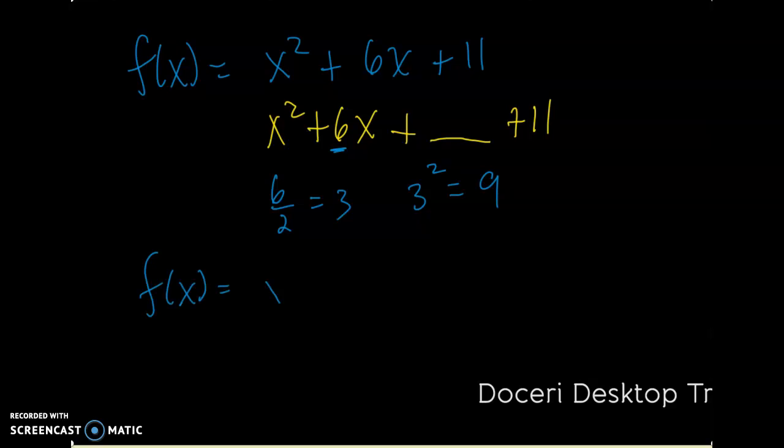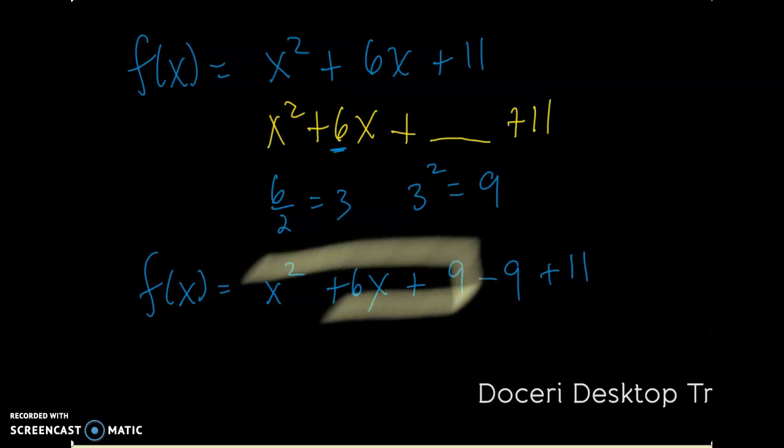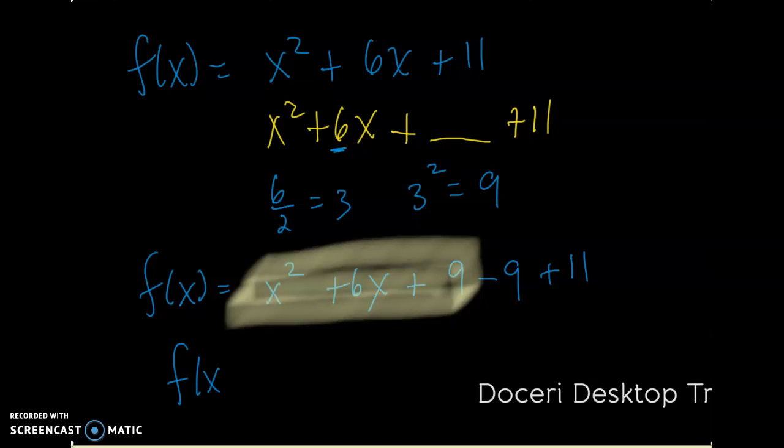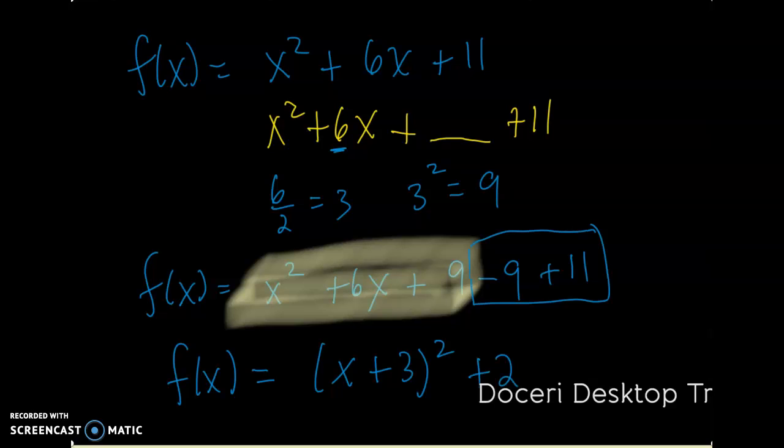So it's going to be x squared plus 6x, and then we add that value we need to make it a perfect square, and then we subtract that value, because 9 minus 9 equals 0, and then we add the value that we had to begin with. Now we know for a fact that this part factors nicely. What does it factor into? It's going to factor into x plus 3 squared. And now on the outside you have minus 9 plus 11, which is plus 2.